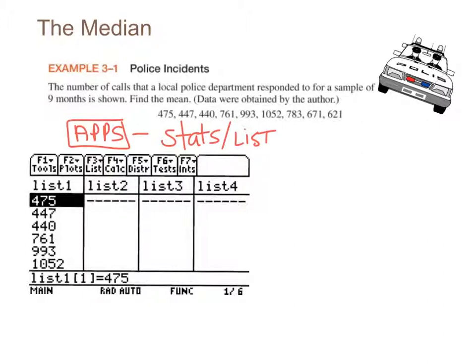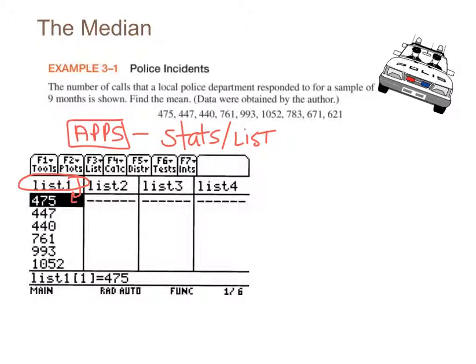And then from there, you're going to enter these numbers right here into your list 1. So you can clear out your list 1, and to clear it out, you go all the way up to the top, you hit the clear button, and then you move down, and the numbers will disappear if you have an old list there.